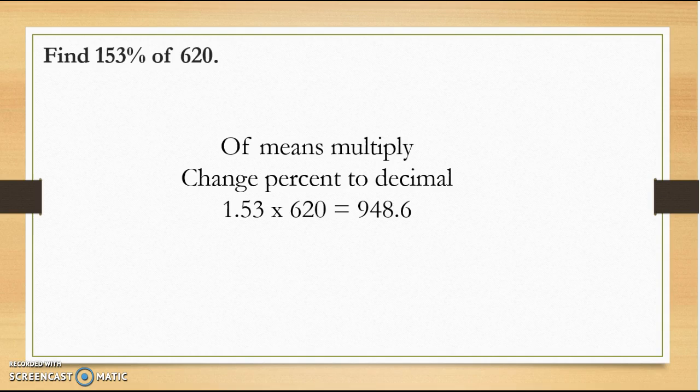I've moved the decimal 2 places to the left to change that to 1.53. I changed the word of to times and then the 620. And then I'm just ready to pop it into my calculator. So in this case, we got 948.6. So 153% of 620 is 948.6. So again, just an example of solving equations.